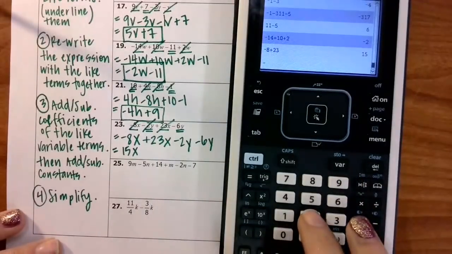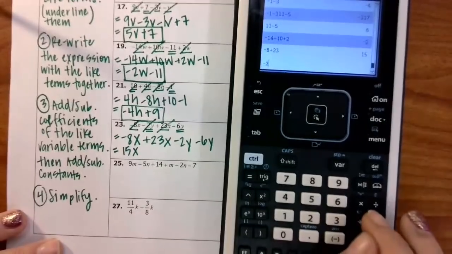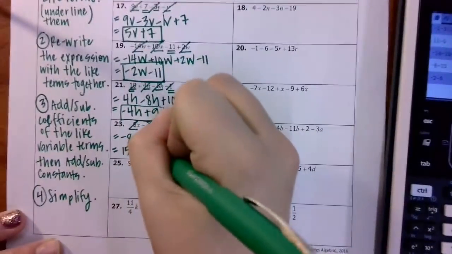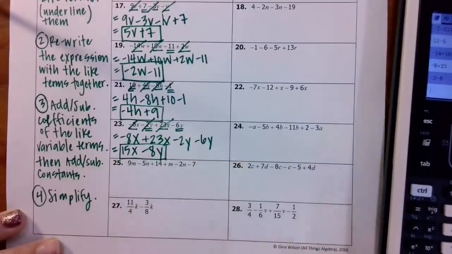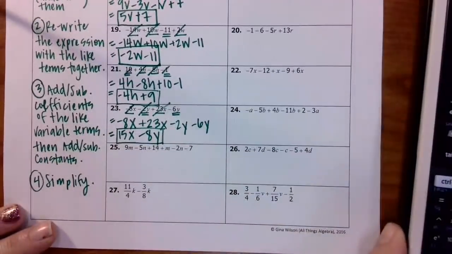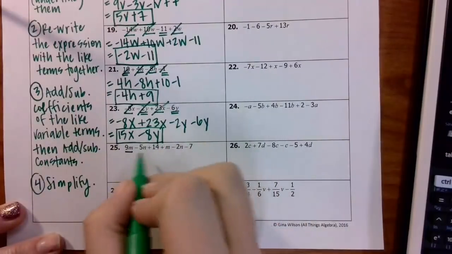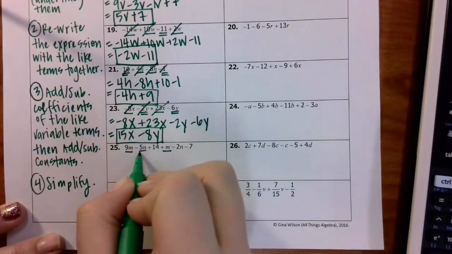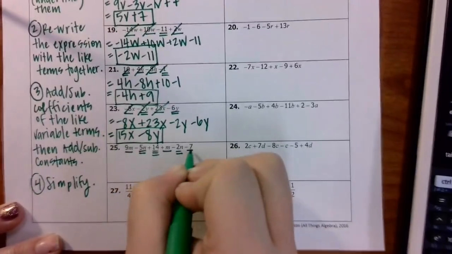Negative 2, remember what goes in your calculator is what's in front of it as well, minus 6 gives me negative 8. So minus 8y, and that's my final answer. Going on to number 25. I'm going to underline my like terms first. I've got m there, m there. It's important that you go through and really check. I've got n's as well, and I've got constants. I'm going to underline those 3 times this time.